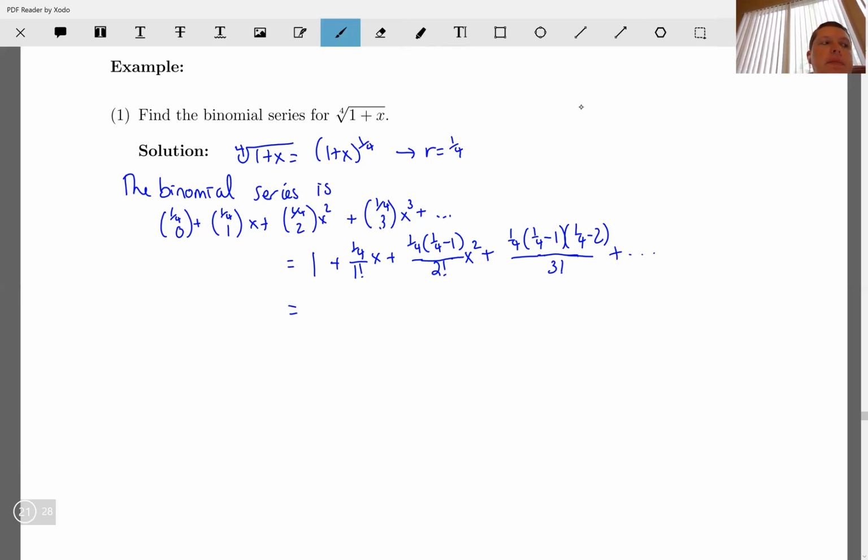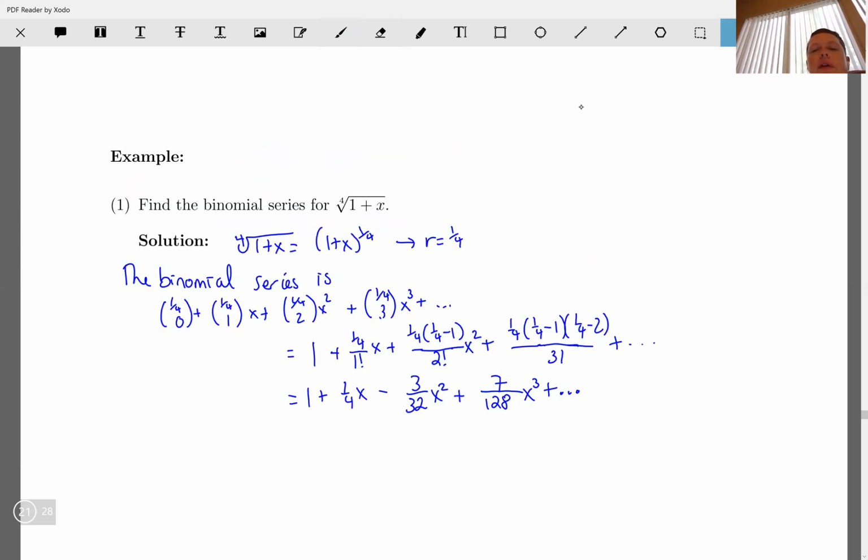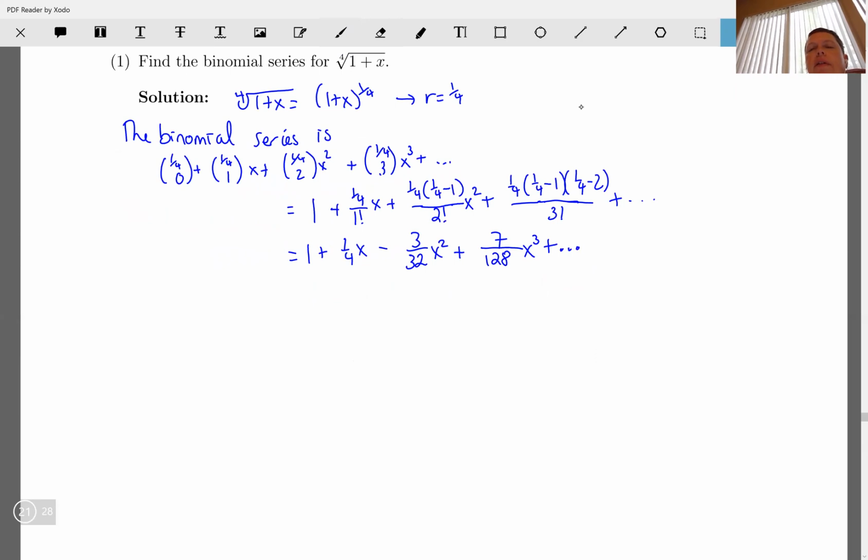So I get 1 plus 1/4 x. This is going to give me a minus, so let's see, minus 3 over 32 x squared plus 7 over 128 x cubed plus etc. That's kind of side work, I guess.